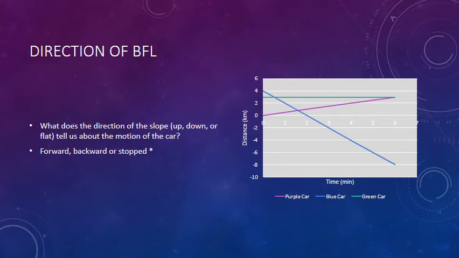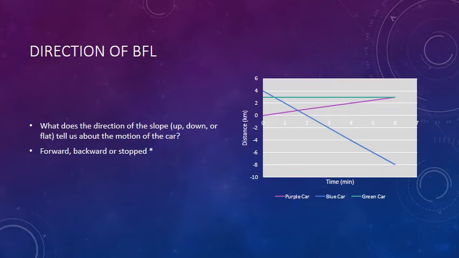So the slope of that line tells me, generally speaking, whether that car is going forward, backwards, or stopped. The purple car goes from a starting spot of 0 kilometers up to 3 kilometers, so it's moving in a direction that you could choose to call forward. You could also call that north or whatever you know about it.